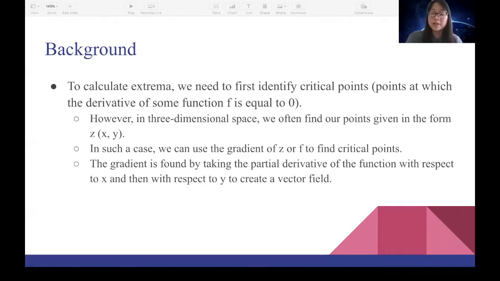All right, so to begin talking about the background, we have to understand how to calculate extrema. Our first step in doing that is identifying the critical points within the function that we're given. But because we're working within a three-dimensional space, it becomes more complicated as our points are given to us in the form of z of x, y. So to overcome this difficulty, we can find the gradient of the function by taking the partial derivatives of each point and then setting the resulting equations equal to 0 in order to create a new vector field.